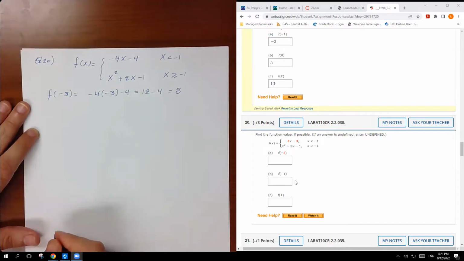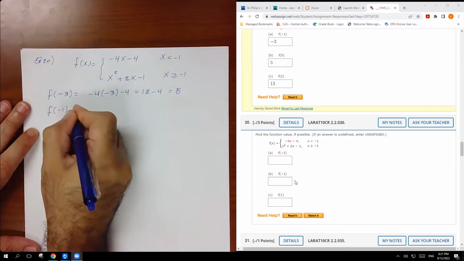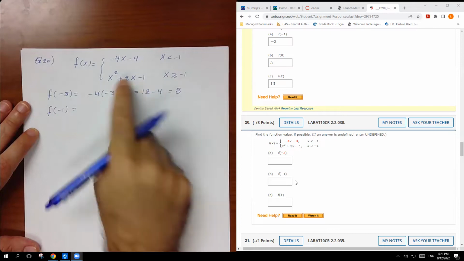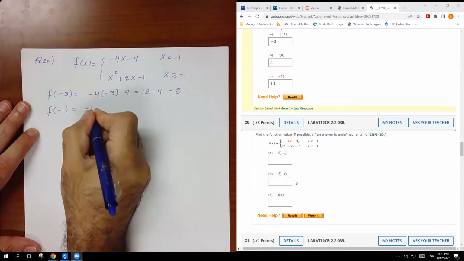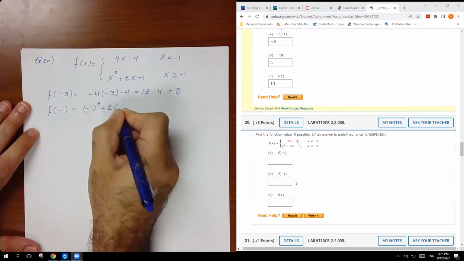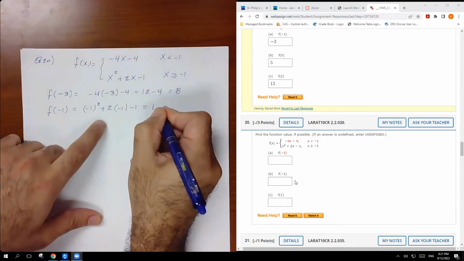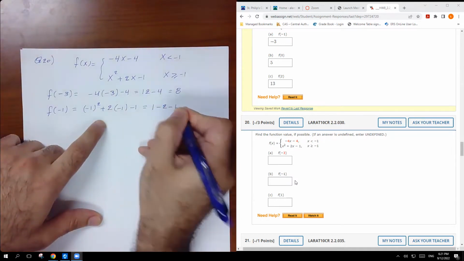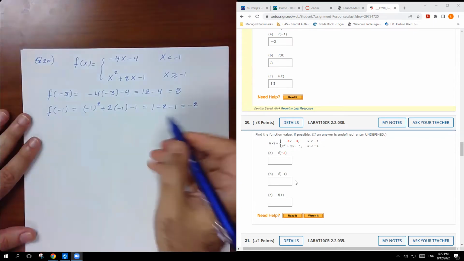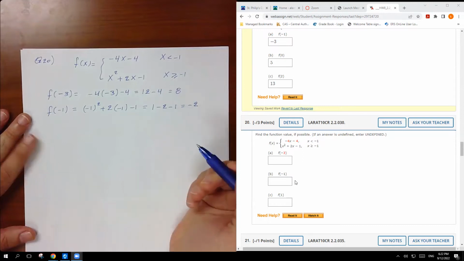For the second one, find f of negative 1. Negative 1, here is the equal sign, so it belongs to this piece. So it's going to be negative 1 squared plus 2 times negative 1 minus 1, which is equal to 1 minus 2 minus 1, and this one equals negative 2. Because negative 1 minus 1 is going to be negative 2.